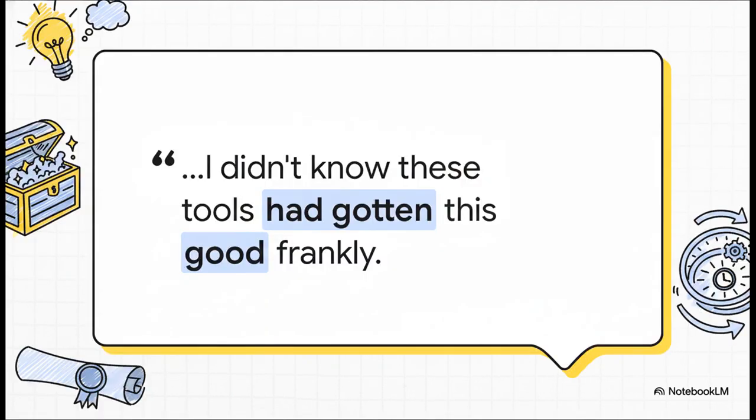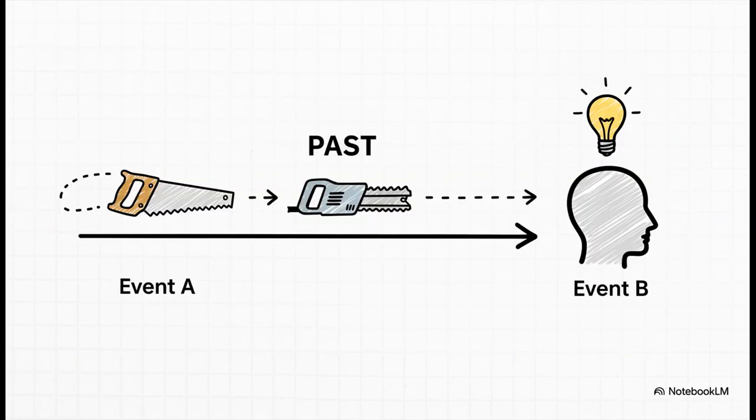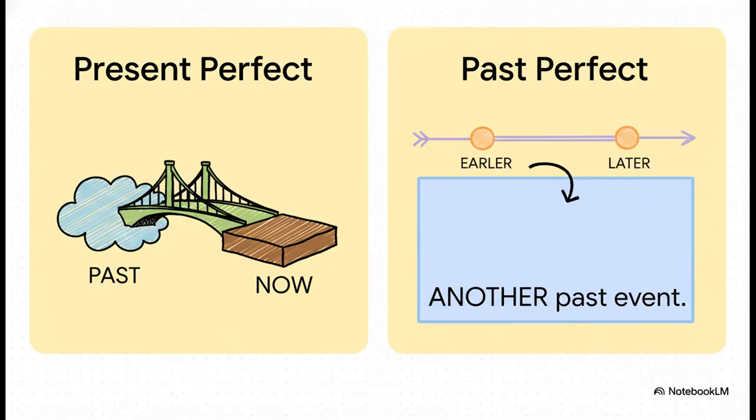Here's another one. Someone's talking about something they realized, but it happened in the past. See the order? The tools got good first. The person's realization came after. Had gotten shows that.